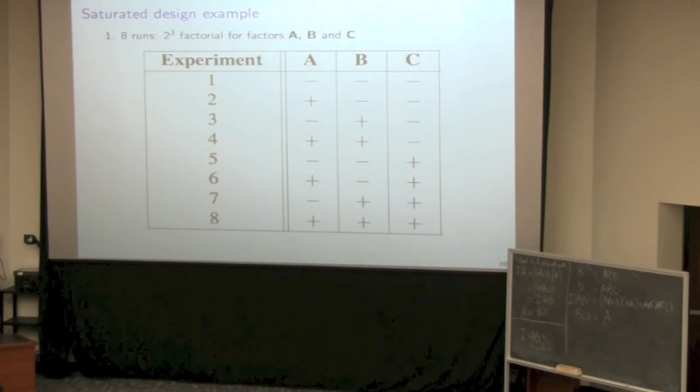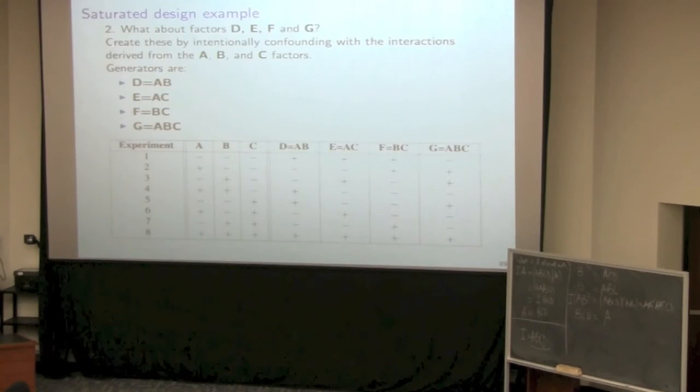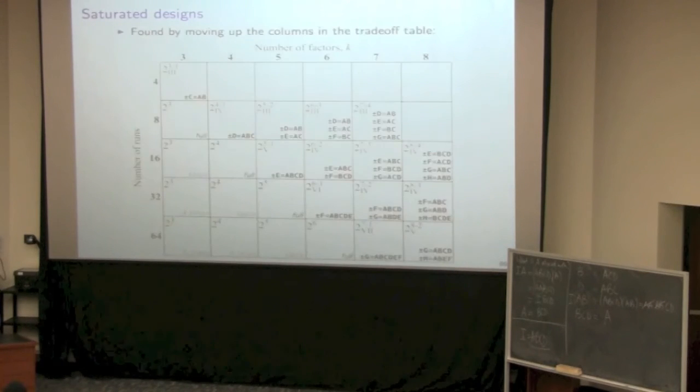Well, you've got your factors A, B, and C over there, writing up the full factorial. That's your first step. The second step is setting factors D, E, and F. For those factors you use the generators in the table, and I've chosen to use the positive signs. D equals plus AB, AC, BC, and ABC. You can reuse the negative signs.